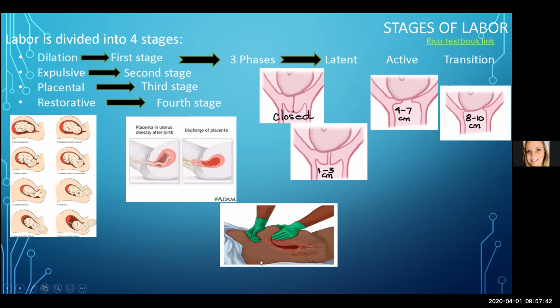This bottom picture is depicting her checking where the fundus is. And if she were to move this hand around in a massaging technique, she would be massaging the fundus of this uterus to help it contract and decrease the bleeding.